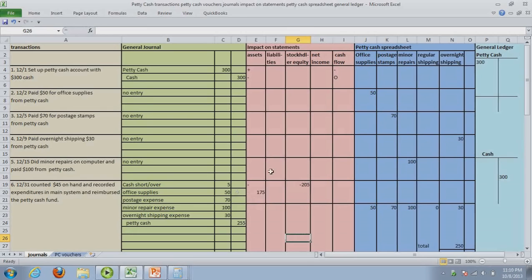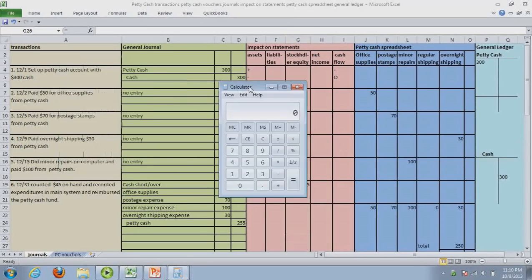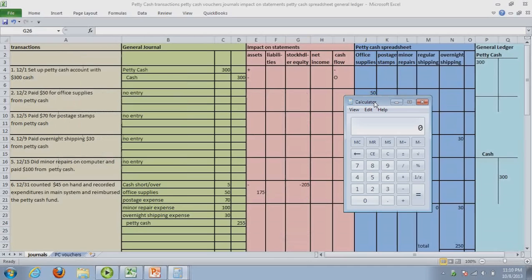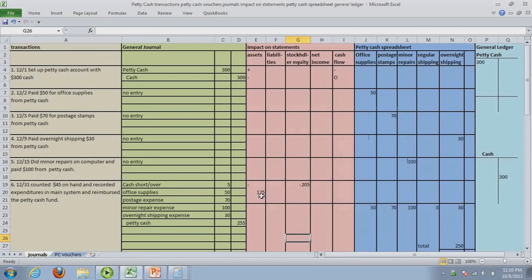So let's look at this again. It should be, let's see. Yeah, cash short and over. Let's go back to the asset side again. If we have office supplies of 50, and then we only have petty cash going down for 255. Okay, this is where I made the mistake. So assets are going down by 205, and I'll just make minus stockholders' equity 205.